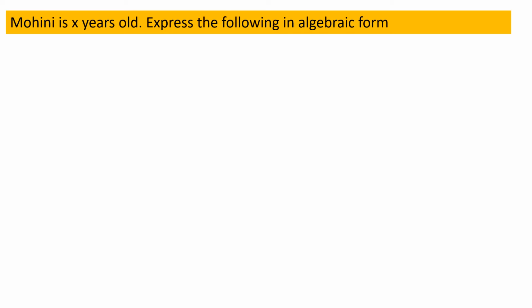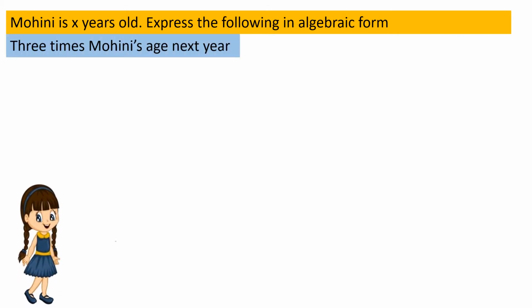Algebra is used to solve age-related problems also. So here Mohini is x years old. Express the following in algebraic form. Here is Mohini and she is x years old. 3 times Mohini's age next year. Write this in the form of algebra. So how will we write?